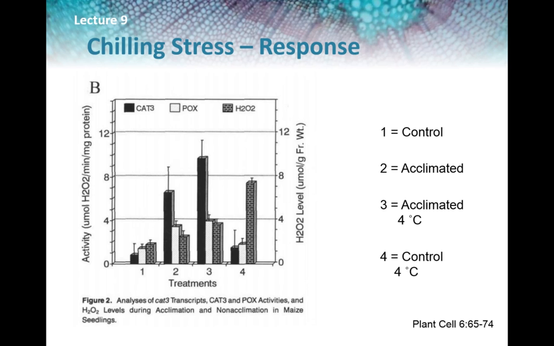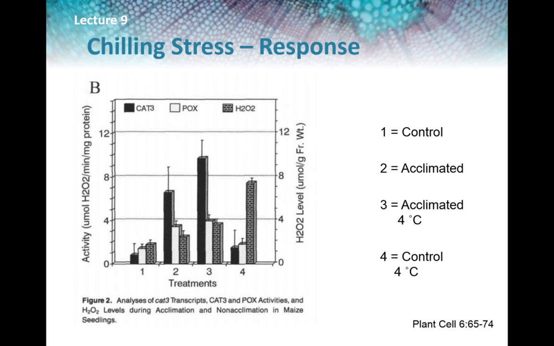Four treatments were imposed in the dark. The first one was controls at 27 degrees Celsius. The second were acclimated at 14 degrees Celsius. The third are acclimated at 14 degrees Celsius followed by 4 degrees Celsius. And the last group was controls at 27 degrees Celsius transferred directly to 4 degrees Celsius.